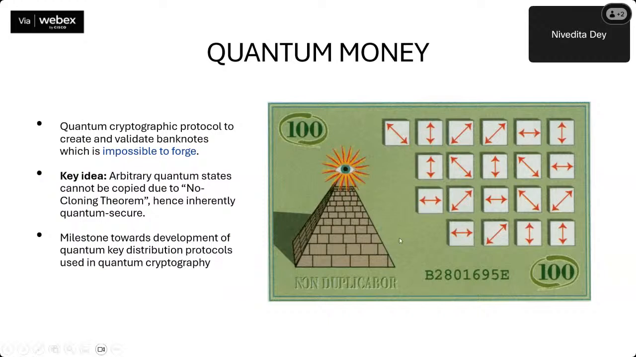So this is quantum money. It is built because it's a fundamental concept in quantum cryptography, where we have built something so that, due to the no-cloning theorem, none of these states can be forged. So it is a quantum cryptographic protocol to create and validate banknotes which are impossible to forge.